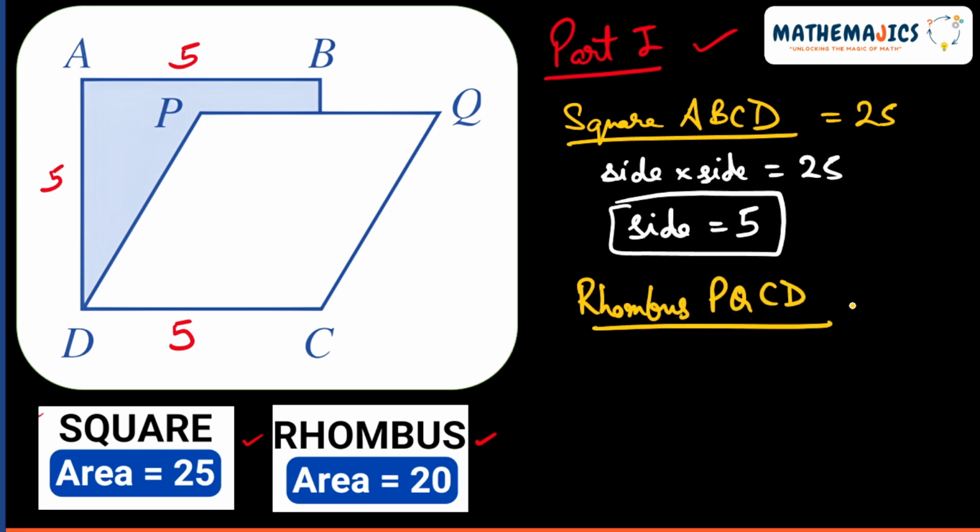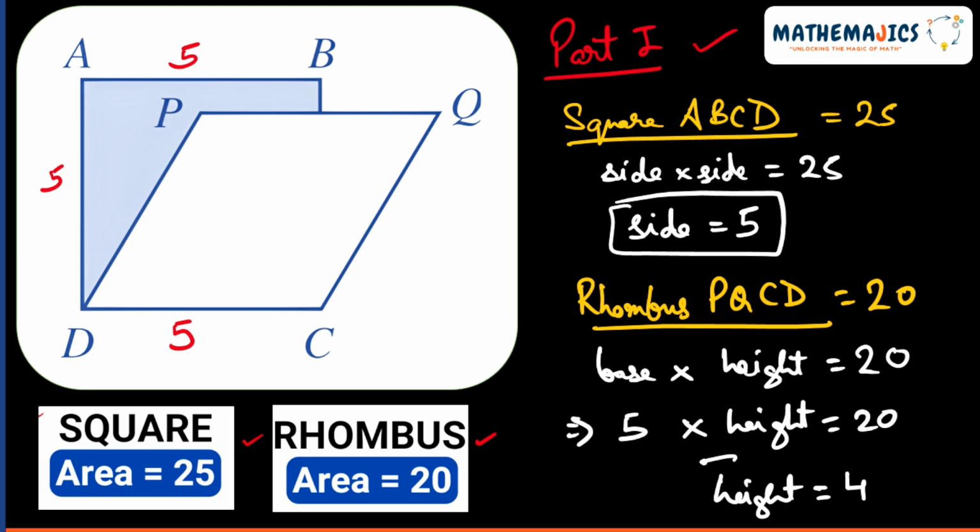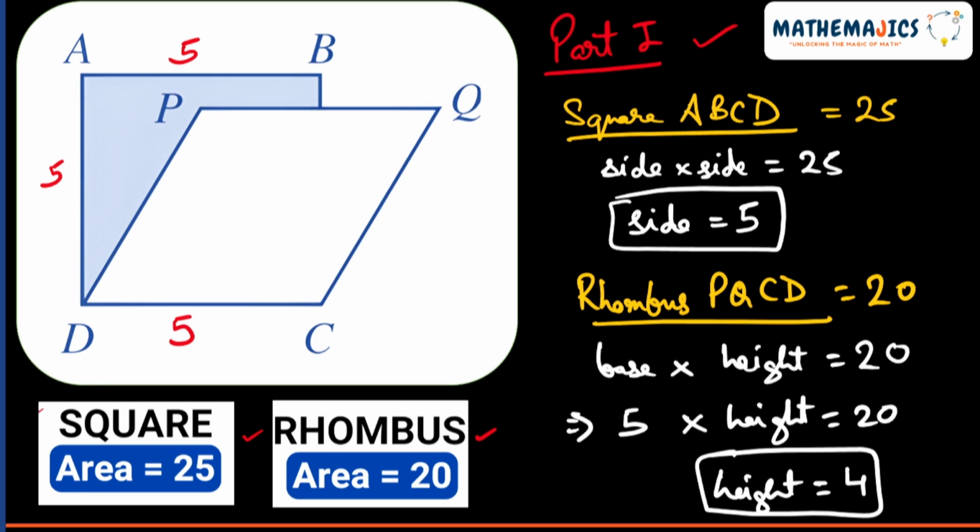PQCD has area equals to 20. Now, what is the area of rhombus? It is base times height. Yes, this is equals to 20. As we can clearly see in the figure, the base of rhombus PQCD is 5, times height is equals to 20. That means height is equals to 4. Height of rhombus is 4. So let's draw the height of this rhombus in the next part of the solution.